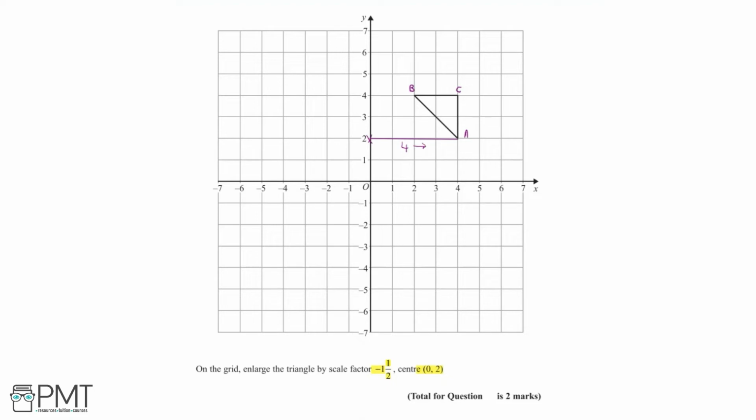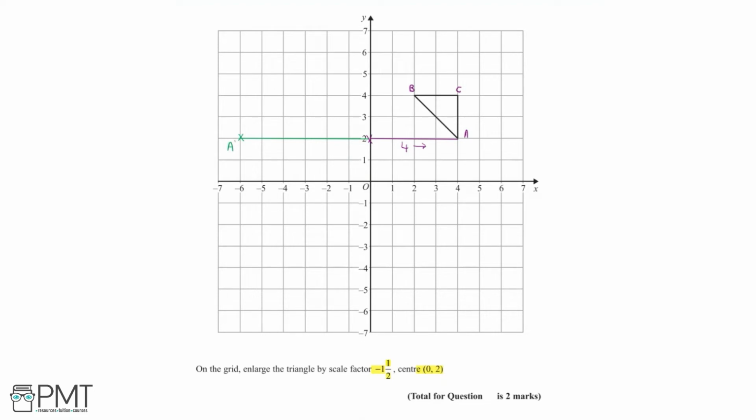So instead of moving 4 spaces to the right, we need to move 4 times 1.5 spaces to the left, which means we're moving 6 spaces to the left. And so let's show that in another colour. So let's mark this point as A dash.